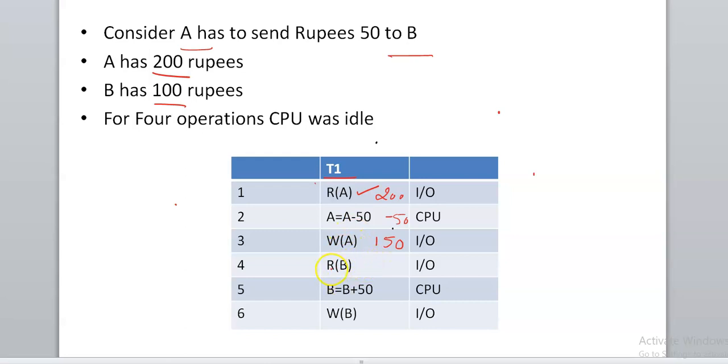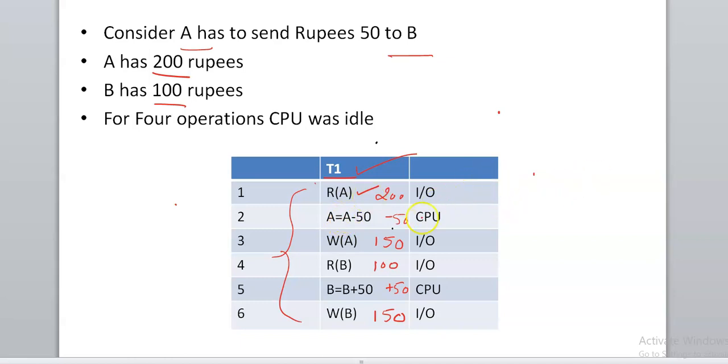Again, we are going to read the amount initially in B's account, which is 100. We are going to add those deducted 50 rupees into B's account, and then finally we update the final balance into B's account using a write operation. Now, as you can see, there were 6 operations we had to perform for this particular transaction T1, which is the transaction of sending rupees 50 from A to B, right?